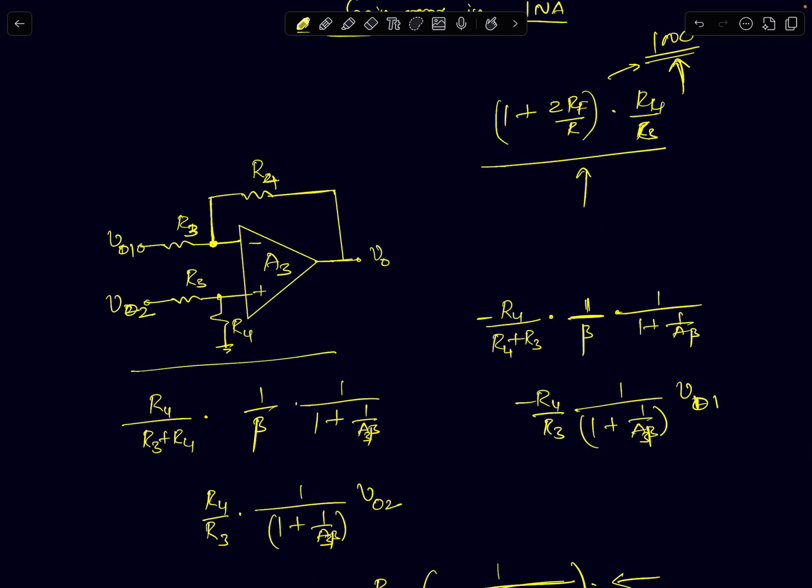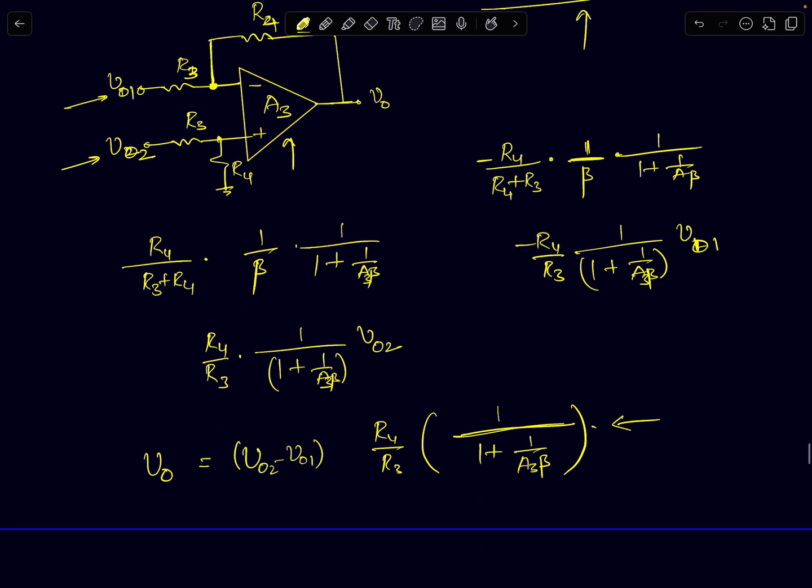So let's find the common mode gain of the subtractor and the differential mode gain. I'll just derive an expression for the subtractor in terms of VO1 and VO2. Assume the op-amp's gain is finite. You can easily apply the principle of superposition and show that the overall output will be given by VO2 minus VO1. It acts like a subtractor with gain RF by R3.